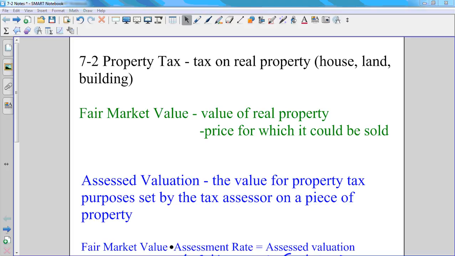Now, when property taxes are calculated, you do not have to pay taxes on the entire fair market value of your house. You have to pay taxes on what's called the assessed value, a percentage of the fair market value. It varies district to district, county to county. Fair market value varies state to state maybe, I'm not exactly sure. Assessed valuation, the value for property tax purposes set by the tax assessor on a piece of property. Okay, so counties have their tax assessors set an assessed valuation.